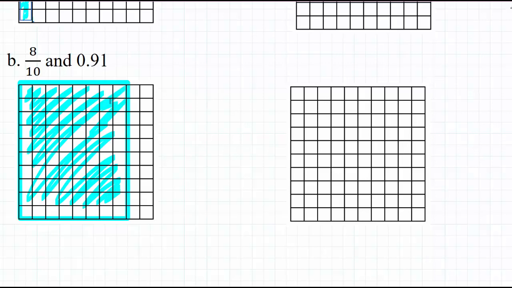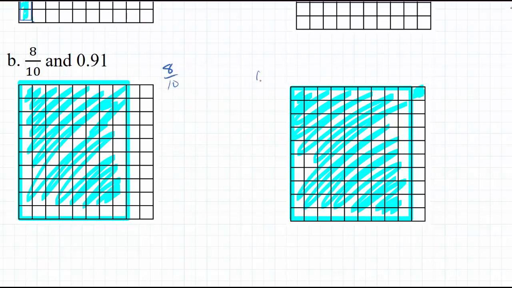Okay, 8/10. On the other side, I will have 9/10 and 100ths. Here's 9/10. Let me shade that in. Oops. 9/10. And one more 100th, okay? And even without the 100th, we could see that the right side is greater. So here's 8/10, here's 91/100ths, and we could see that 91/100ths is greater, or 8/10 is less.